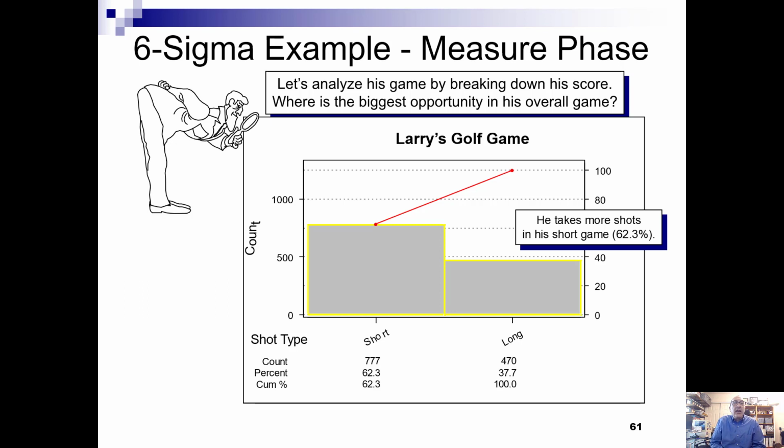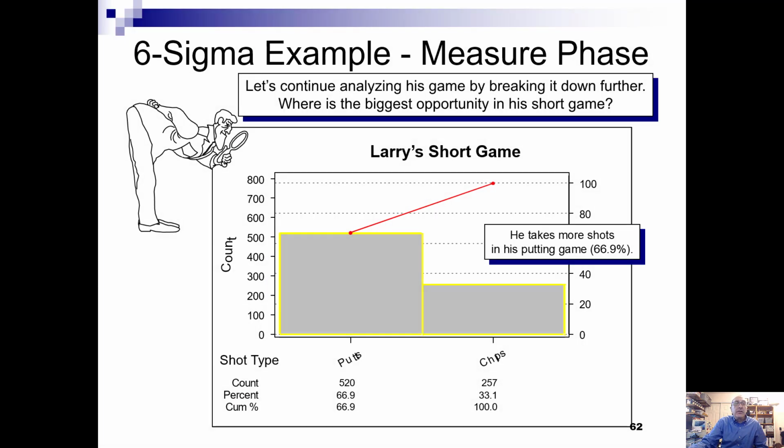Let's analyze his game by breaking down his score. Where's the biggest opportunity in his overall game? He takes more short shots than long shots in his game. 62.3% of his shots is in his short game.